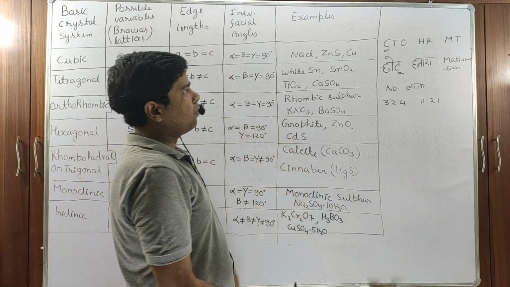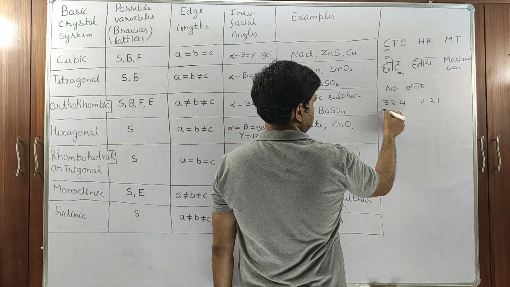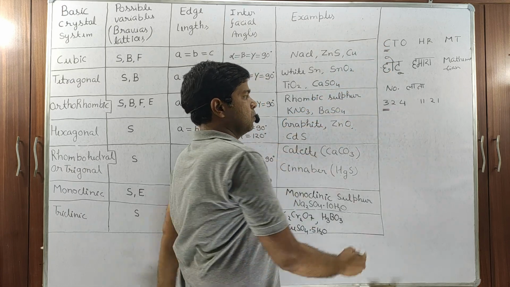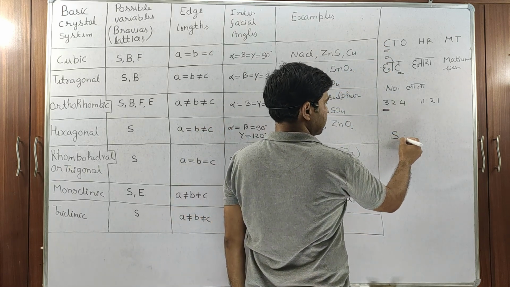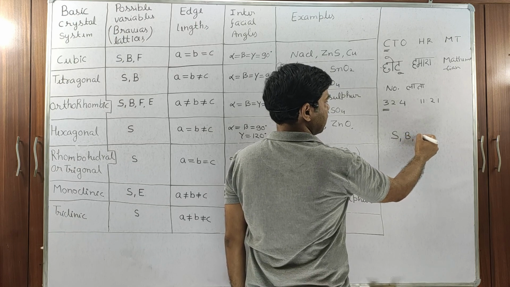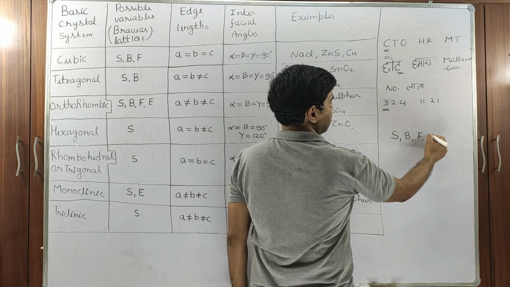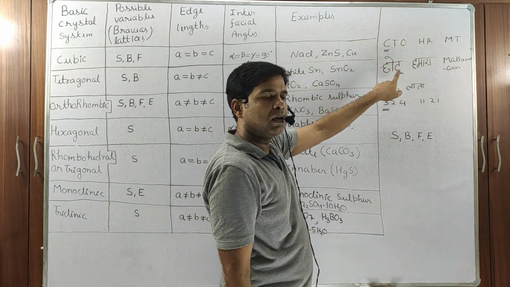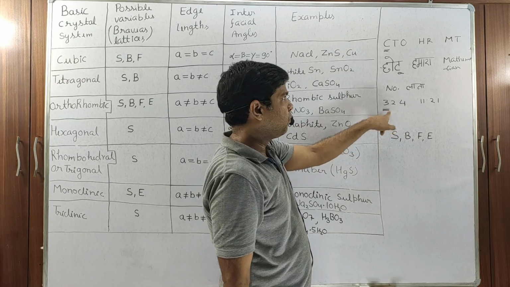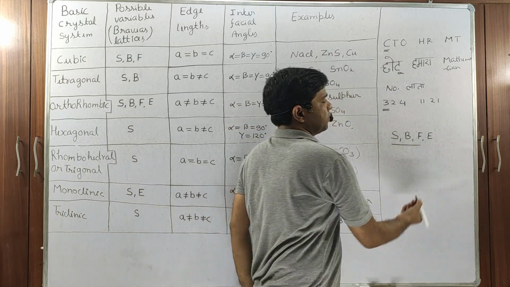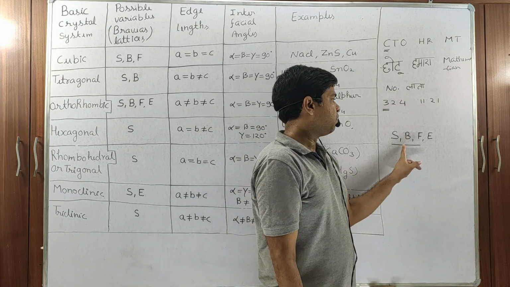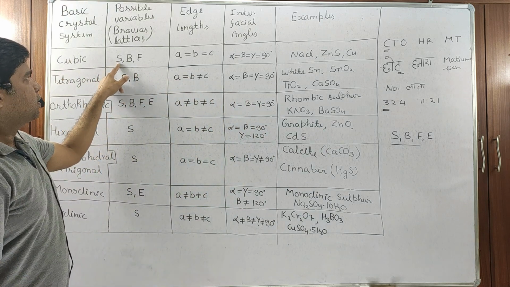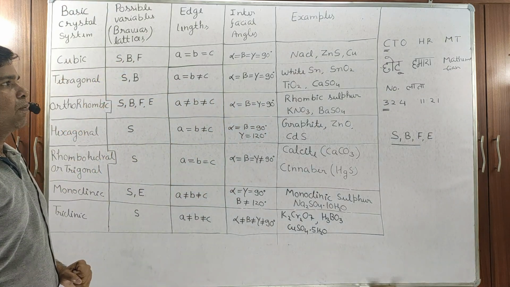Corresponding to the C, we have the number 3. So we know that we have simple unit cell, body centered unit cell, face centered unit cell, and end centered unit cell. Remember, for the C it is the first 3. For the cubic, the first 3 types of unit cells are possible. That is why I have written here simple, body centered, and face centered.